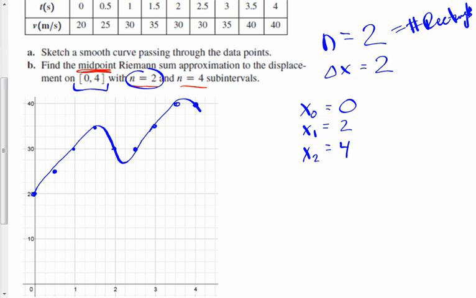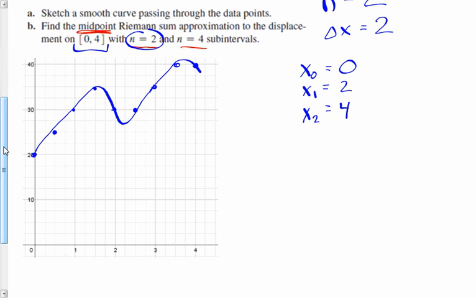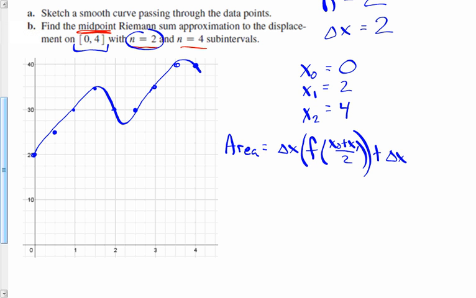Now, again, we're using a midpoint Riemann sum, and we have two rectangles. So using a midpoint Riemann sum, the area that we find will be delta x times f of (x sub 0 plus x sub 1) divided by 2, plus delta x times f of (x sub 1 plus x sub 2) divided by 2. What's that funny business inside the parentheses? What's the x sub 0s and x sub 1s and all that divided by 2? What am I doing? I'm finding the midpoint. Okay.